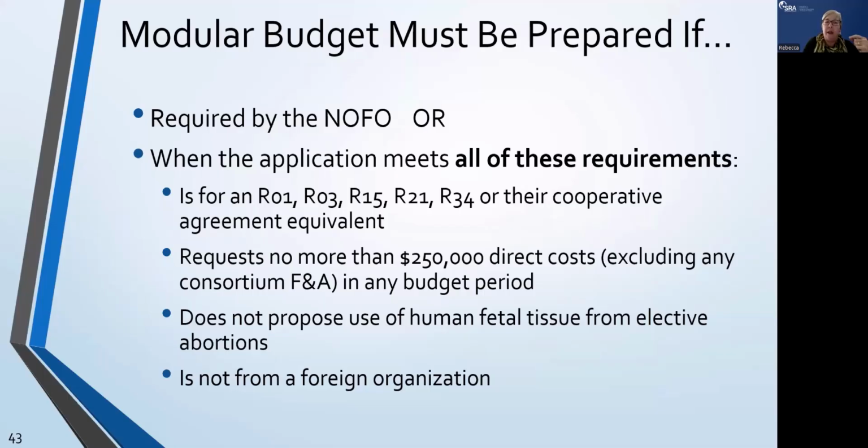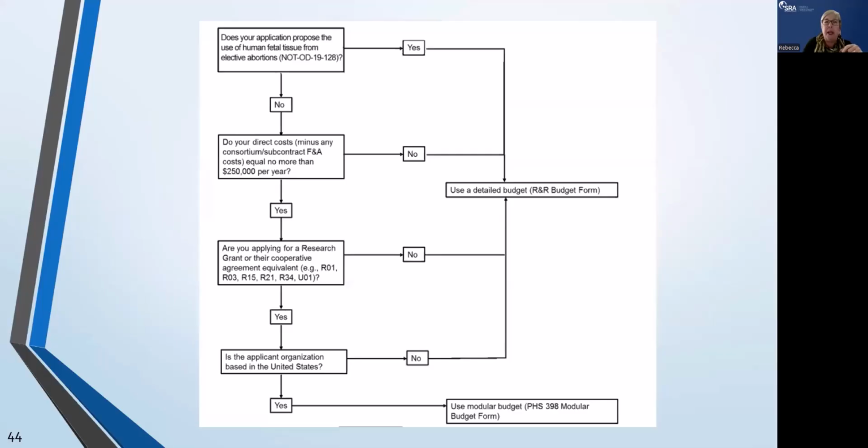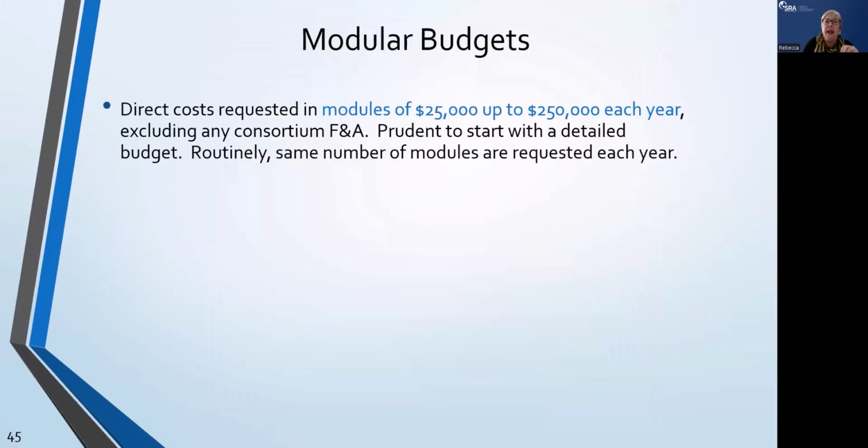The other 2 things: no human fetal tissue. If there's human fetal tissue involved, it has to be a detailed budget. And foreign organizations always have to submit a detailed budget. Here's a decision tree, again, that you can see if this makes more sense to you. But again, modules of $25,000 up to $250,000 a year. And you need to start with that detailed budget to know if you're asking the right amount.